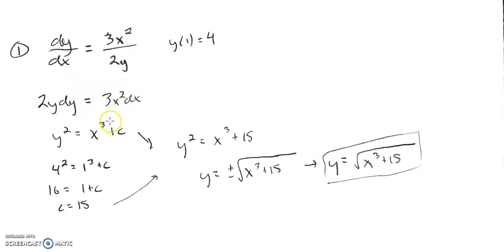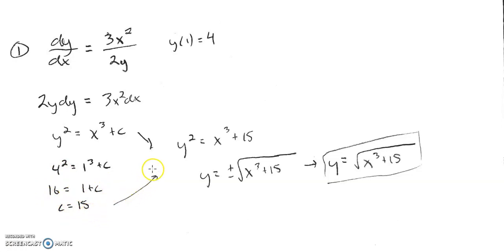From there, I integrate. So the integral of 2y is y squared. The integral of 3x squared is x cubed. And then I get my plus c. But I only need to have my plus c on one side. From there, I'm using this. The y value is 4, so that's why this goes to a 4 squared. And the x value is 1, so I put a 1 in here. Well, 1 cubed is just 1. 4 squared is 16. So when I subtract my 1, I get a c value of 15.